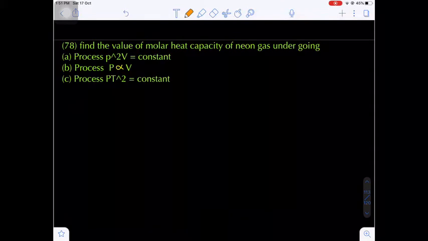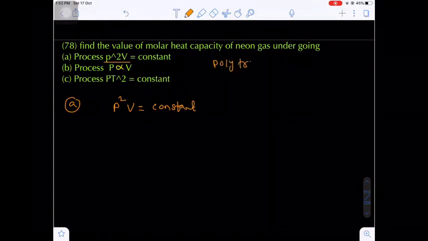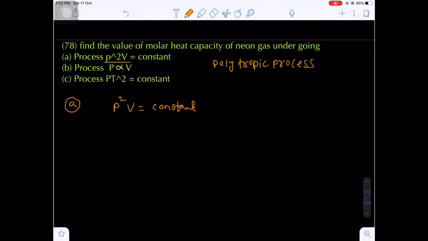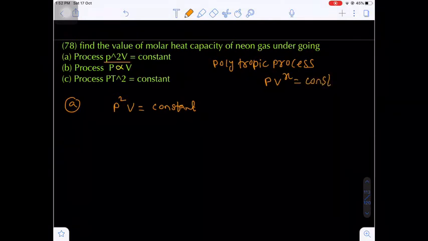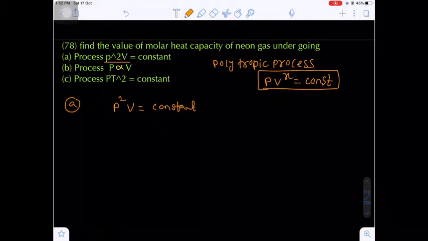Find the value of molar heat capacity of a neon gas undergoing a process P squared into V. That means the first process given is P squared V equals constant. But actually, what is the general expression for a polytropic process? P into V to the power x will be equal to constant. So first of all we have to calculate the exponent value x.